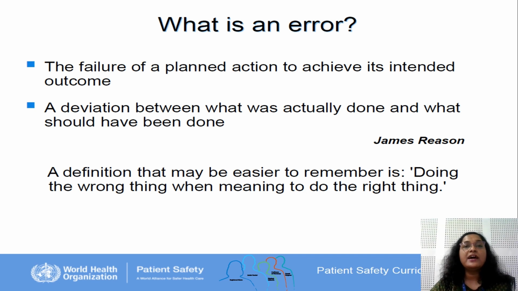James Reason defines error as the difference between what was done and what should have been done. So, it is doing the wrong thing when meaning to do the right thing. In a nutshell, error is the downside of having a brain. Hence, we say to err is human. The earlier we accept that errors are inevitable, the better we can start working on reducing their occurrence.